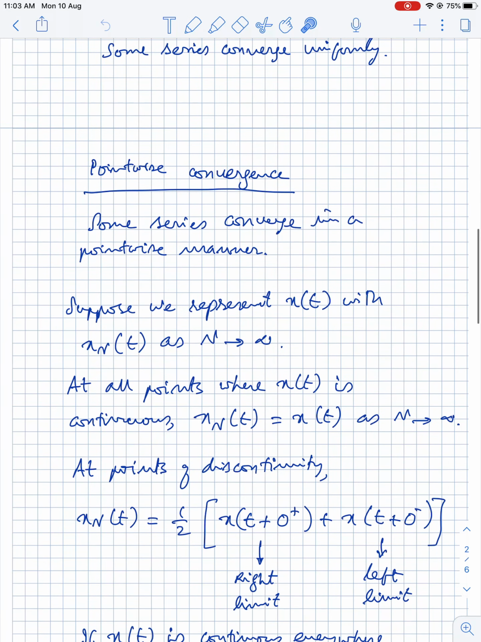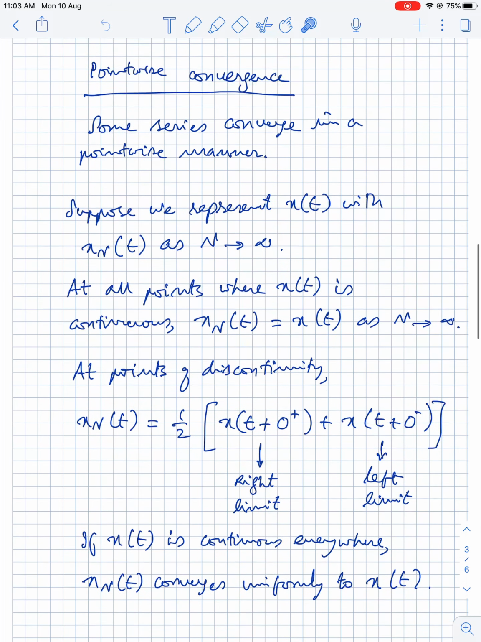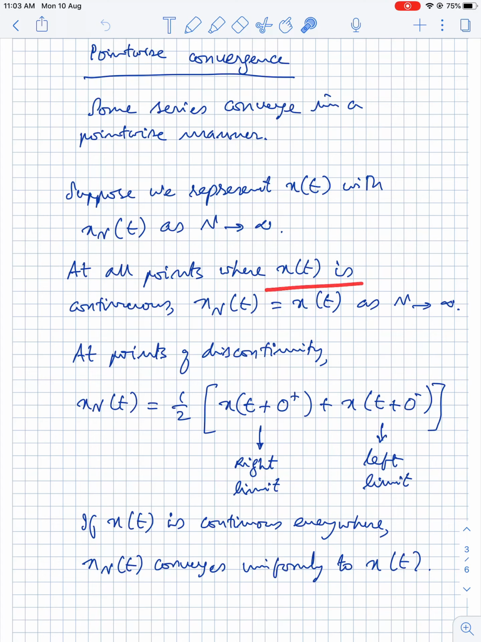Now suppose we represent x of t with xn of t as n tends to infinity. The interesting thing is that if you write it in the Fourier series form, at all points where x of t is continuous, xn of t equals x of t as n tends to infinity. So wherever x of t is continuous, your partial sum will be equal to x of t as n tends to infinity, and this convergence will be uniform.